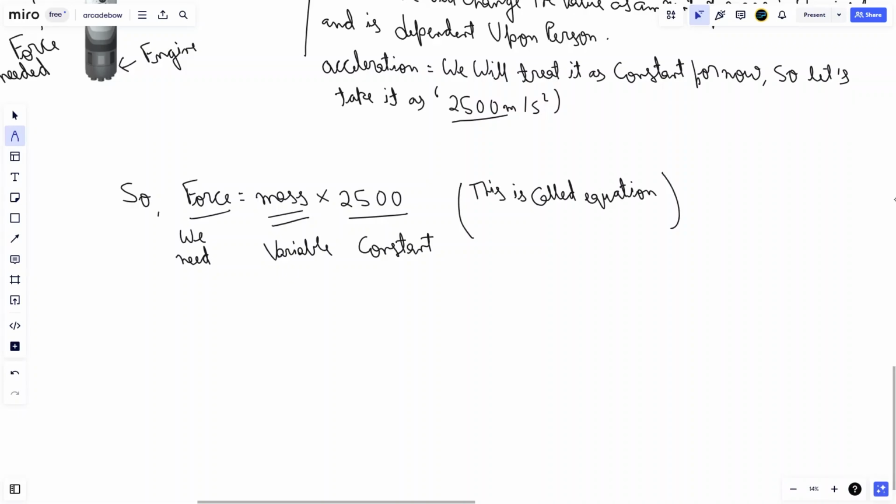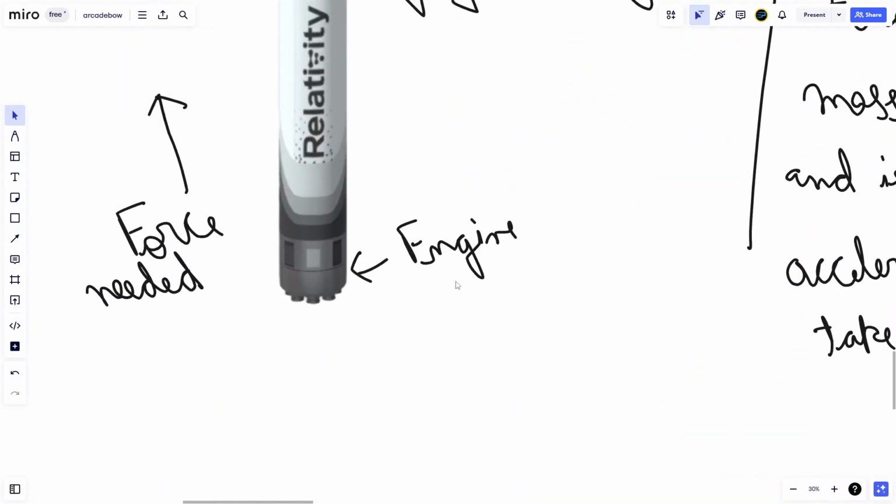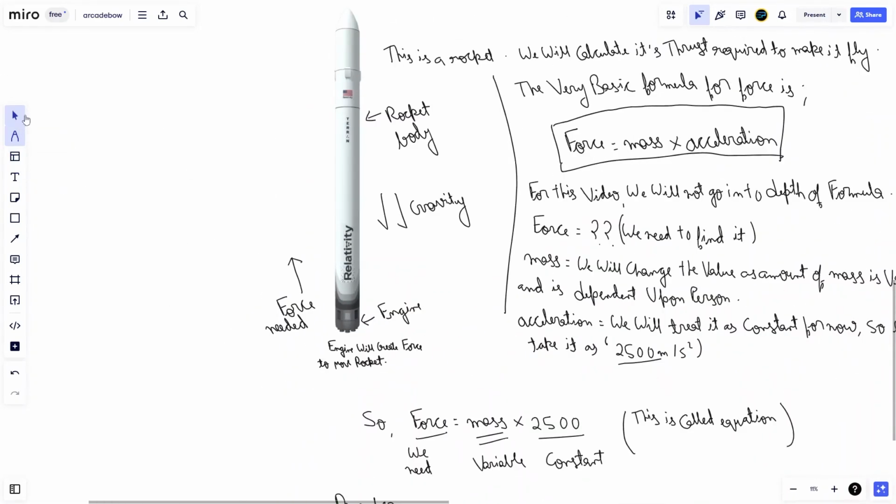So this is the equation. We can say force equals mass into acceleration. Here you can see the engine is going to create force to move the rocket.